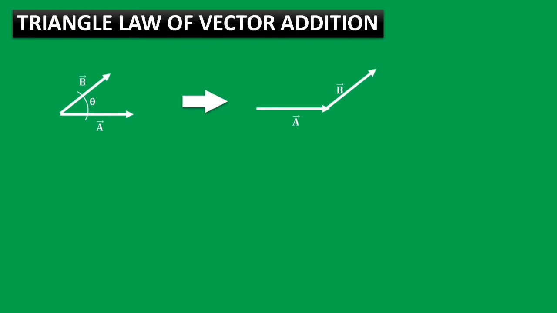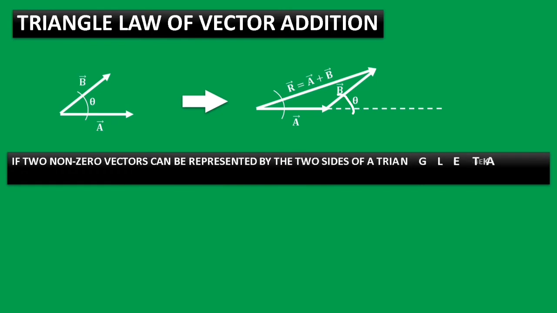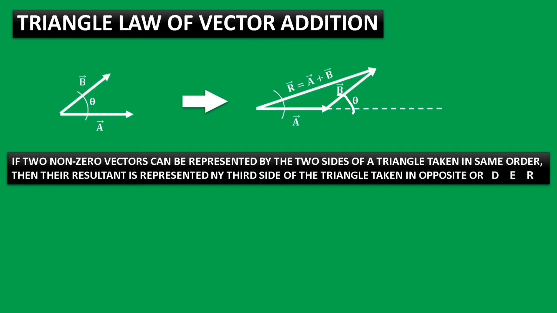These two vectors represent two sides of a triangle. The angle between these two vectors remains constant, that is theta. The third side of this triangle represents the resultant, that is R bar. Hence, from the definition of the triangle law of vector addition, if two non-zero vectors can be represented by the two sides of a triangle taken in same order, then their resultant is represented by the third side of the triangle taken in opposite direction.